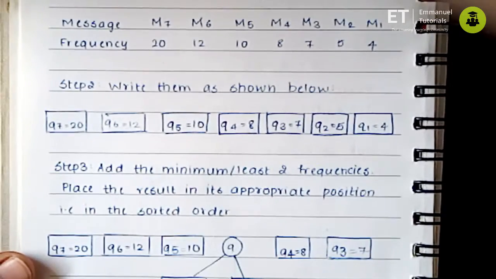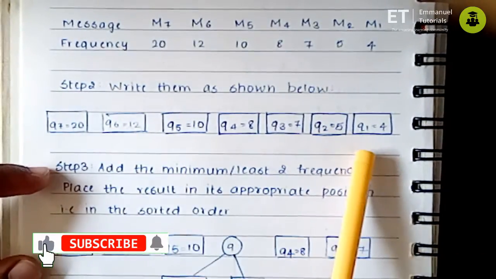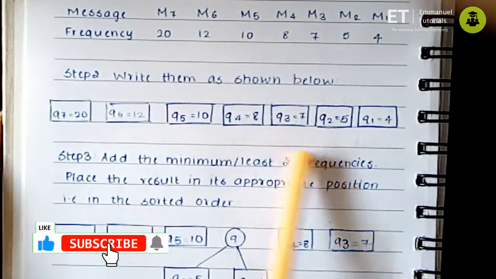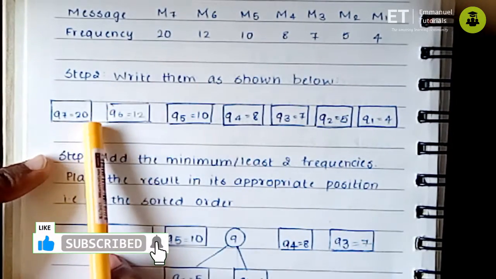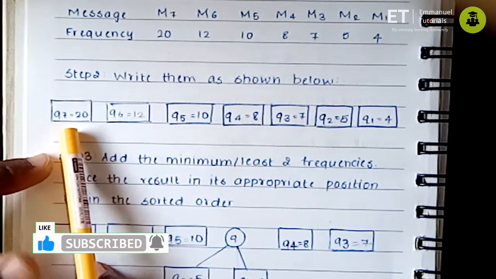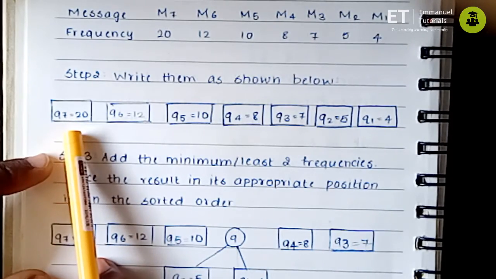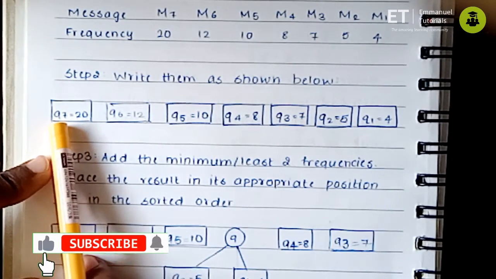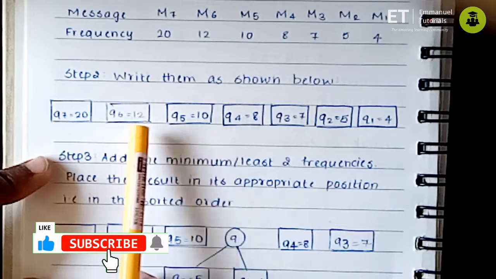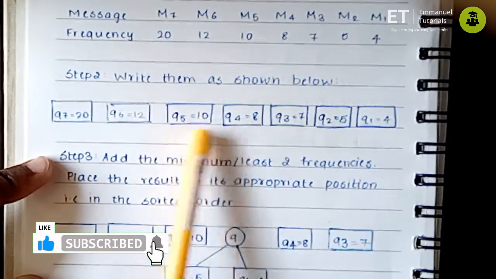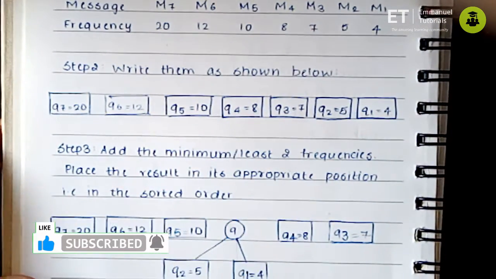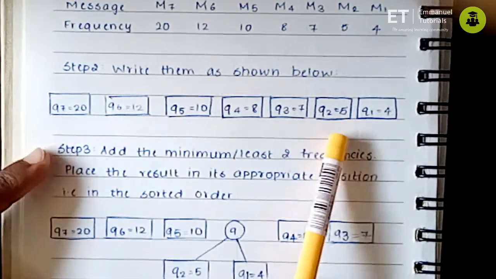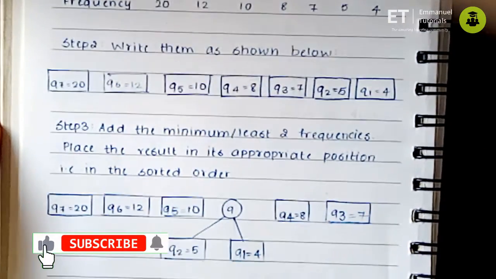Now in the second step, we have to write them in this way, something like nodes. So we'll have one node for one message, and inside the node we'll be writing the frequency for that specific message. So for the message M7, the frequency is 20, for M6 it's 12, for M5 it's 10, and so on. Once this is done, we are done with step 2.